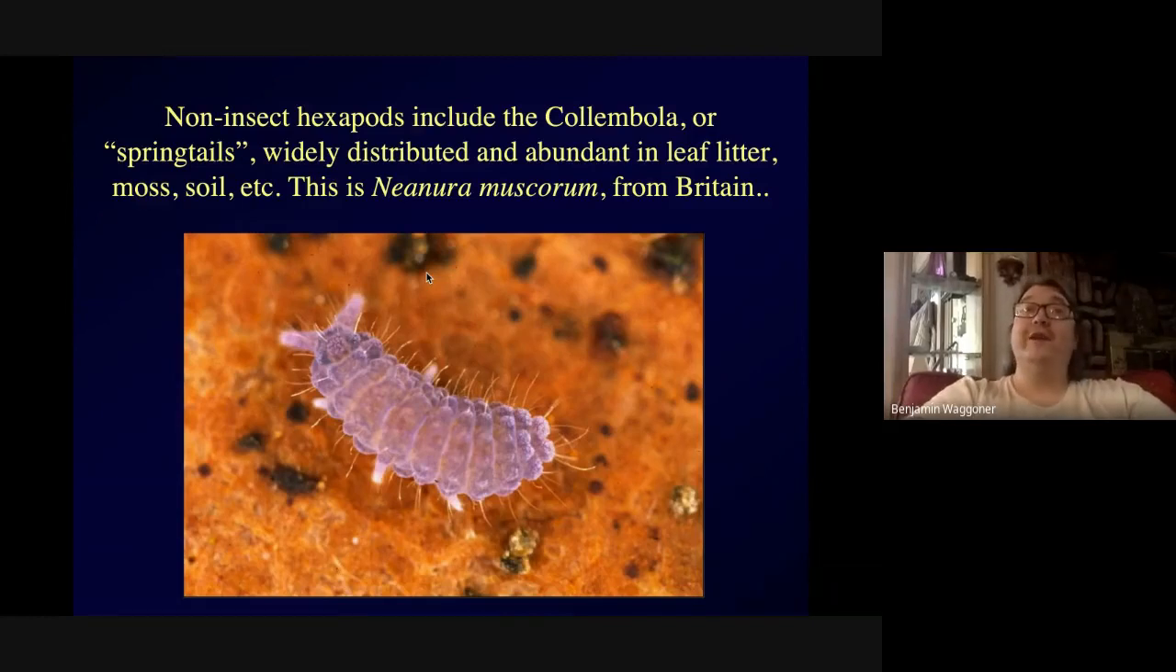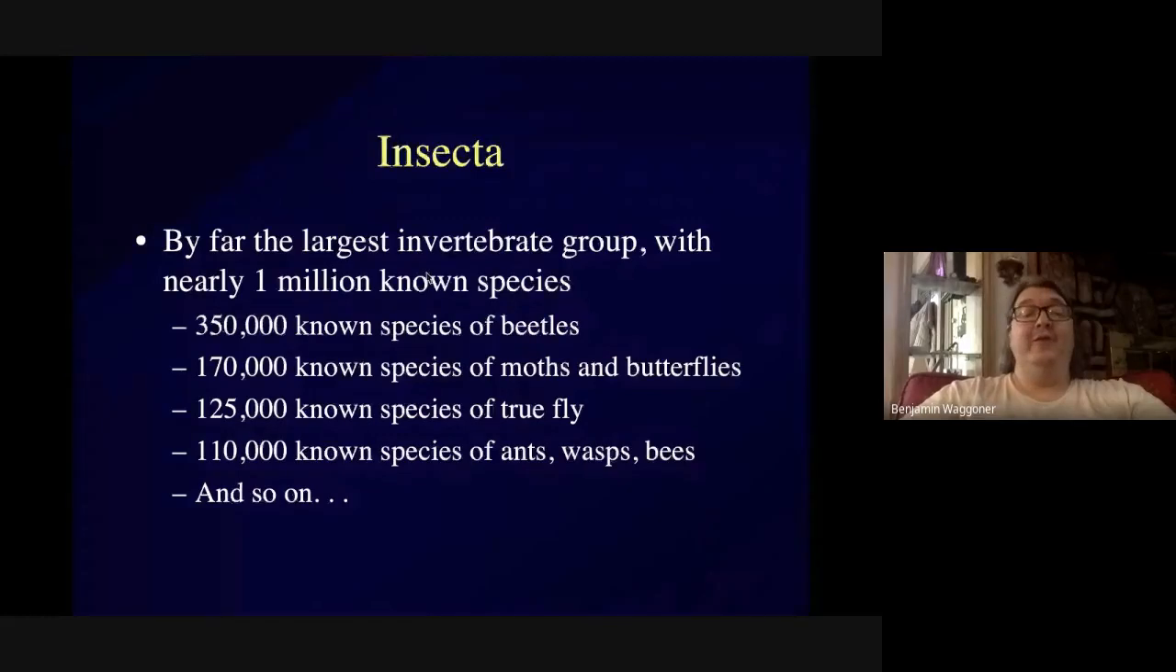No parasites here. Insects, on the other hand, 1 million known species, something like 350,000 known species of beetle, 170,000 known species of moths and butterflies, although be it said, the vast majority are not large and not especially pretty. The number of beautiful butterfly species is maybe 1,000 or so.